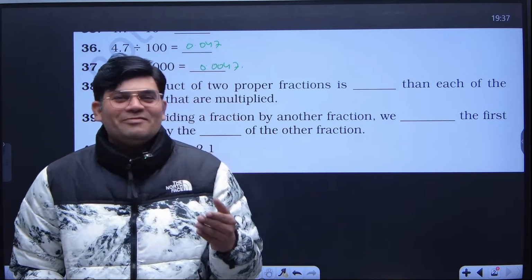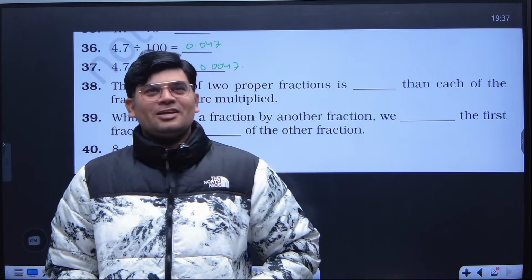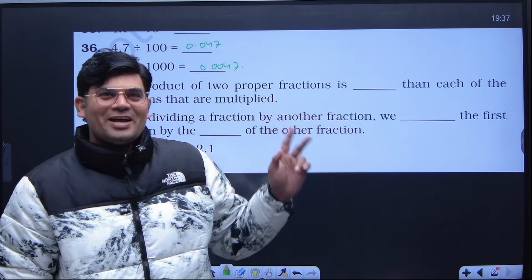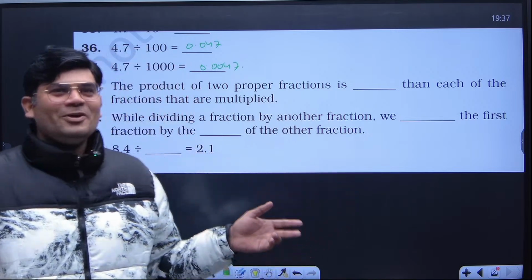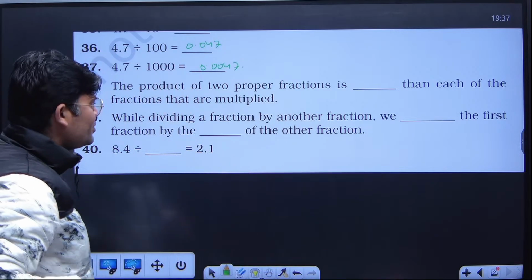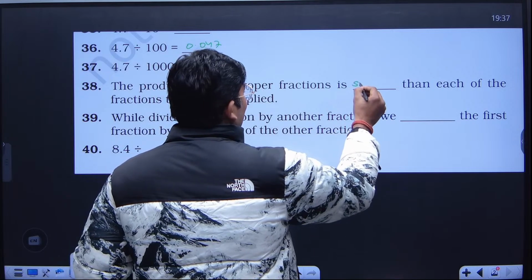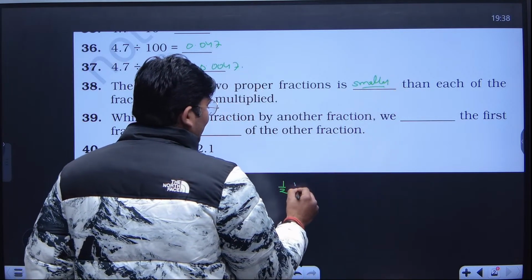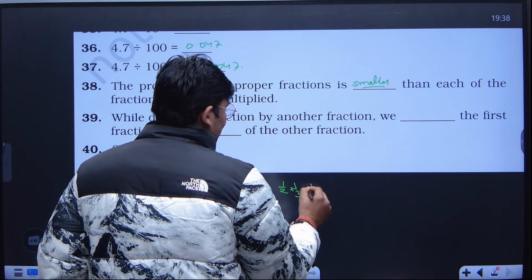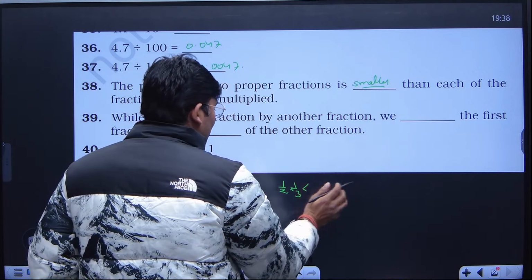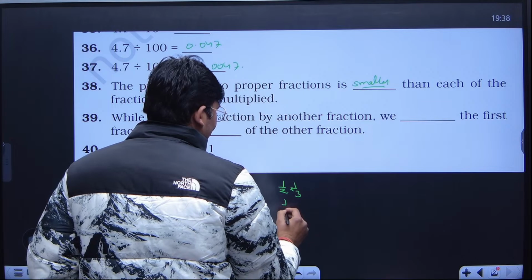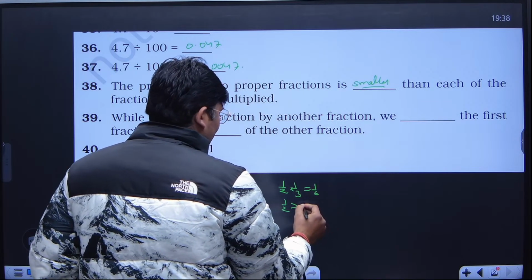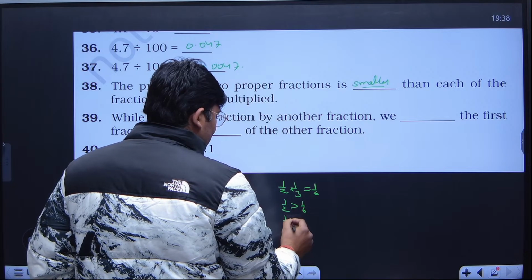A proper fraction will decrease your value, my dear. If I do half of you, you will be halved. So the product of two proper fractions is smaller than, just check it out. 1 by 2 into 1 by 3 is going to be 1 by 6. So 1 by 6 is smaller than both of them. Are you getting it? Yes. So 1 by 2 is greater than 1 by 6, and 1 by 3 is greater than 1 by 6.